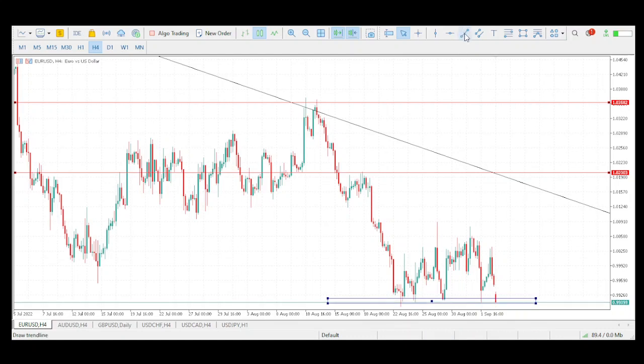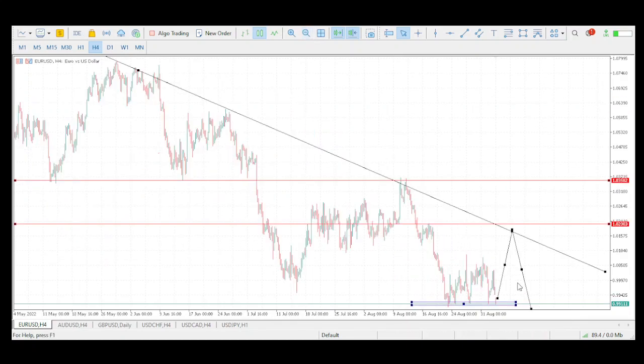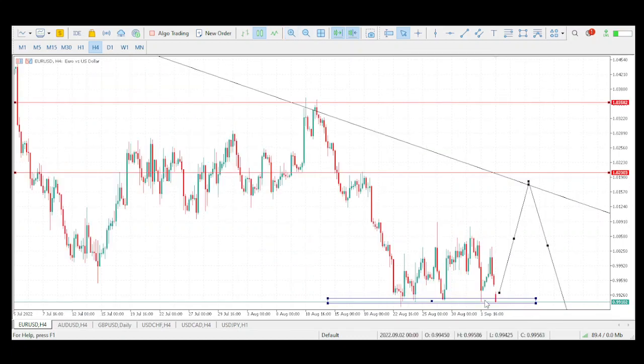So let me draw the trend line. Let's say the market might go from here to this place, then come back again and start dropping. It might drop big time. The market might keep on dropping. So this is our support, right? Before we can know if the market will actually retest or there will be a reversal here, we have to consider some things.